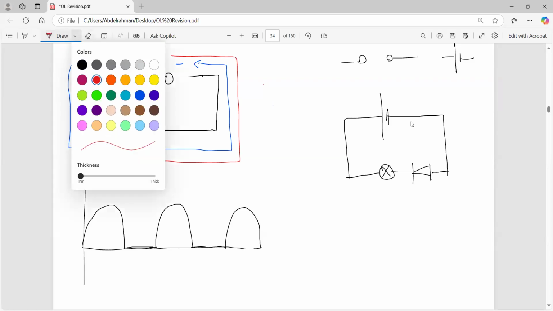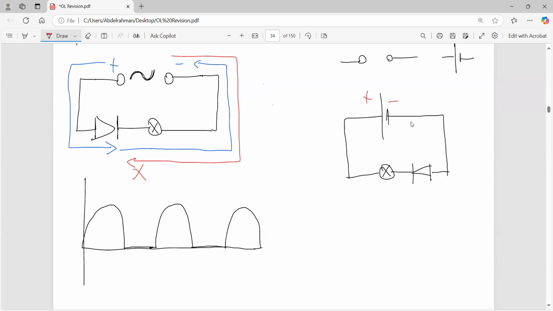Why? Because the current always moves from the positive end to the negative end. The conventional current passes from the positive end to the negative end. Will it be allowed to pass through the diode? No, it will not be allowed to pass through this diode. It will be stopped. The lamp will not switch on. It will be off. Why? Because you have the diode in the opposite direction to the current.